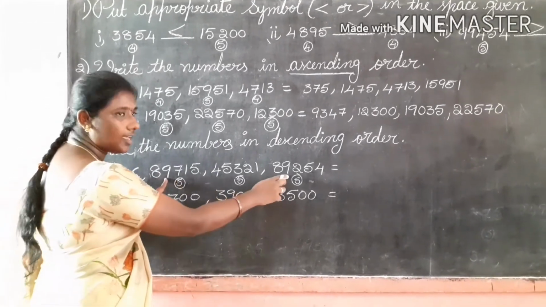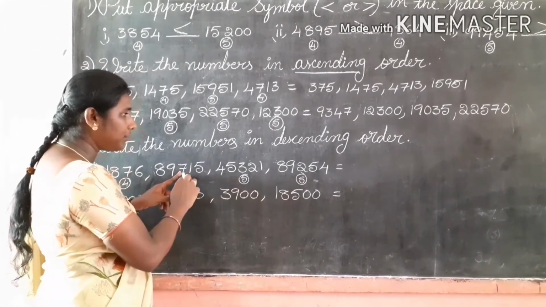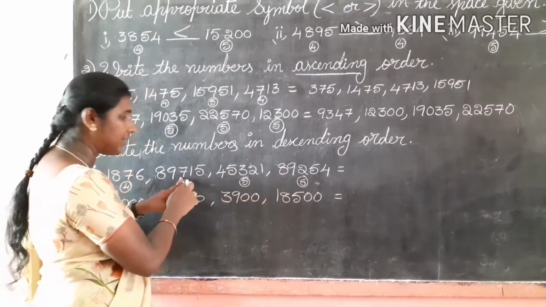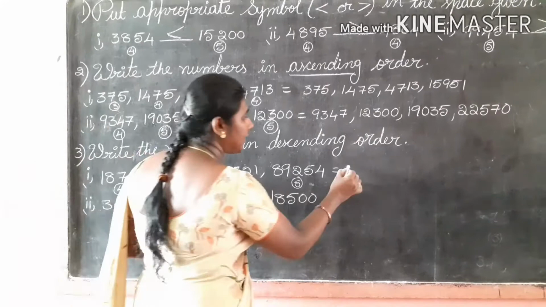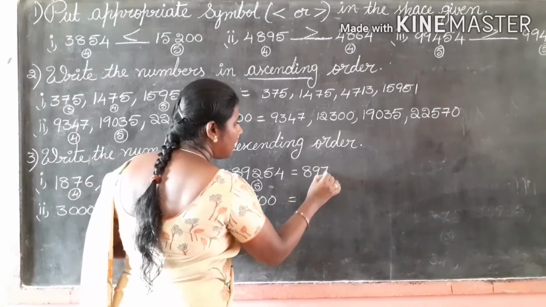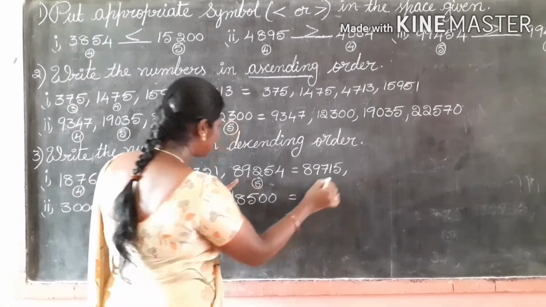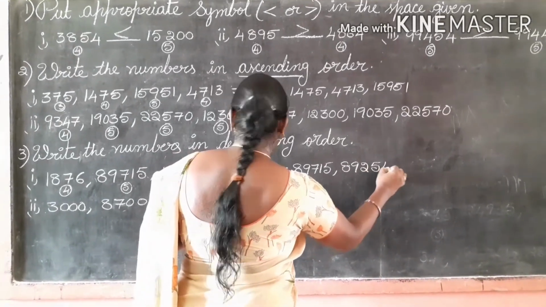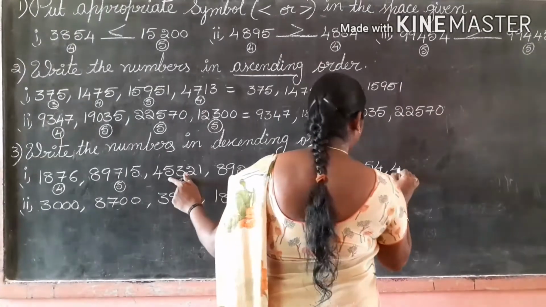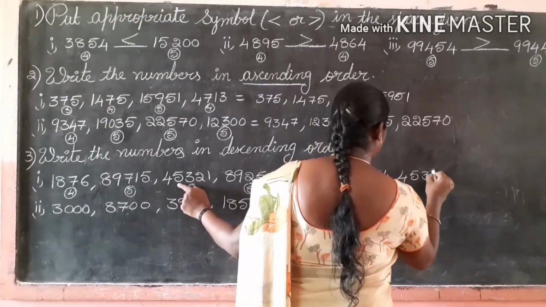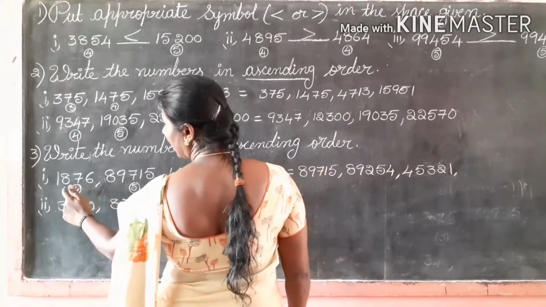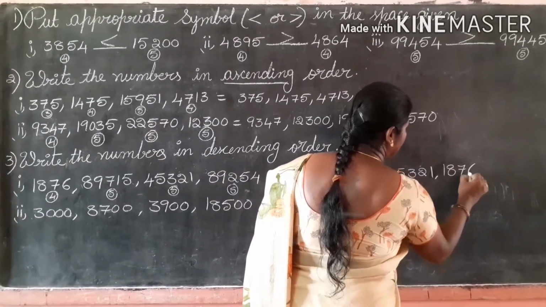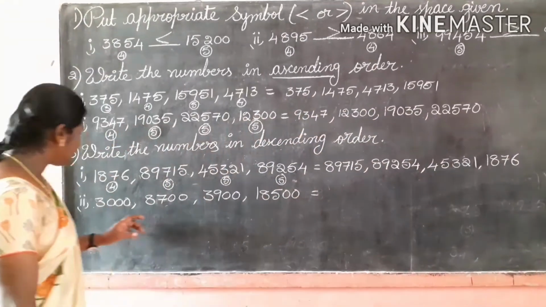Next we have to check the next number. Here 9, here also 9. Both are equal. Next number here 7, here 2. Now which is the big number? 7 or 2? 7 is the big number. So we have to write 89,715. Next number is 89,254. Next number is 45,321. Next, the number containing 4 digits, that is 1,876.